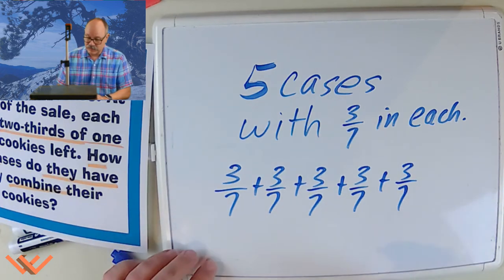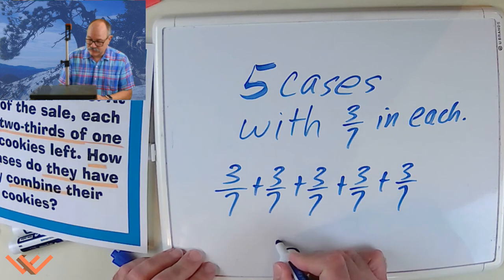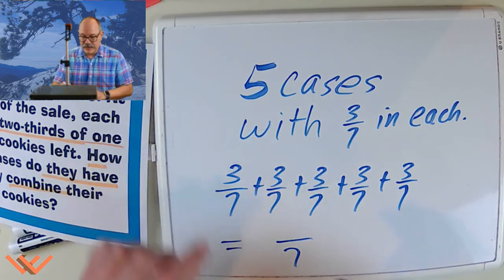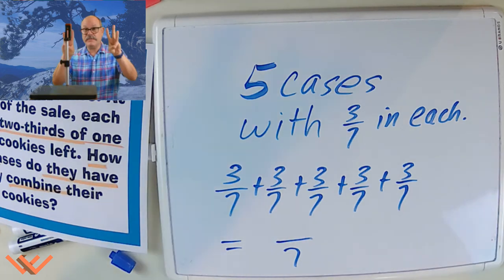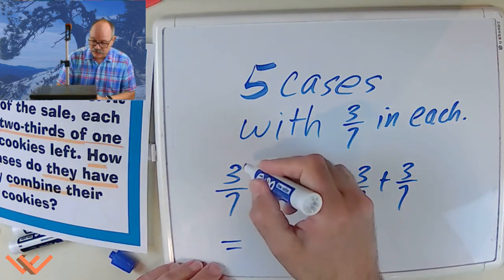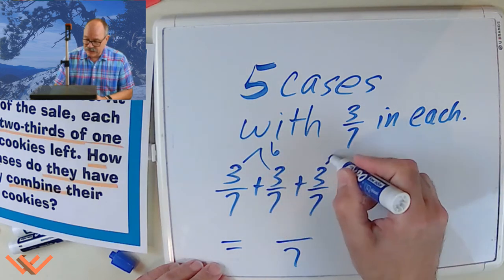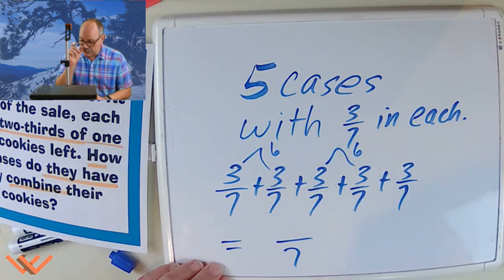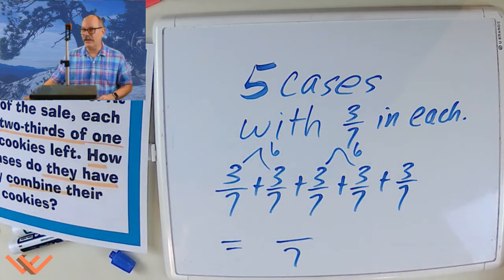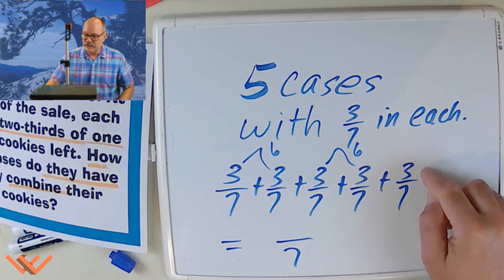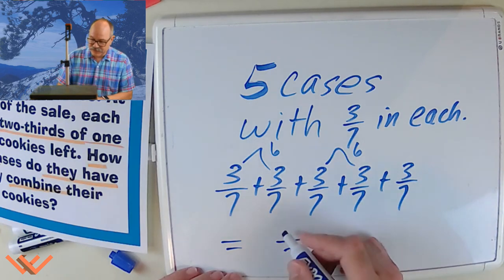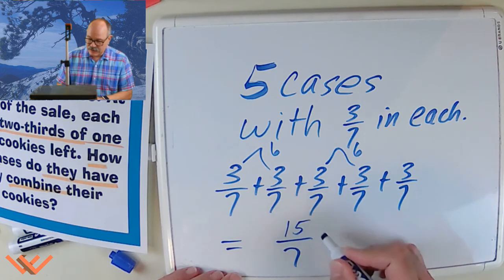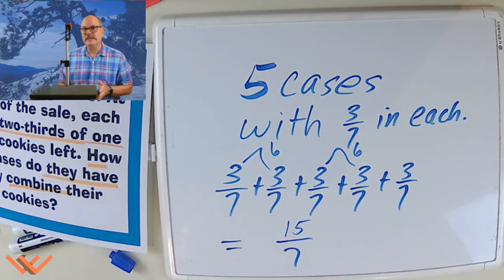Same denominator, so we know it's going to be a 7. And then we add this up. So 3, remember the small doubles. 3 and 3 make 6. So here we go. So we have 6. And then we have 6 here, and then 3. So 6 and 6, that's a large double. Remember, 6 and 6 make 12. Plus 3 is going to be 15. So that's 15 sevenths. But we want to make that into a mixed number.